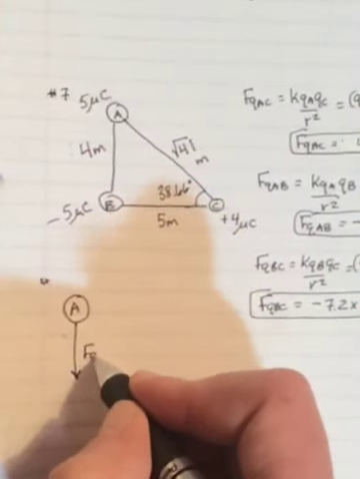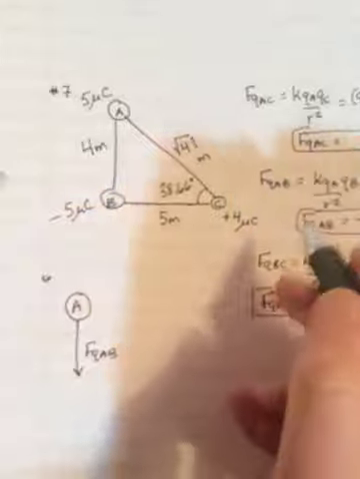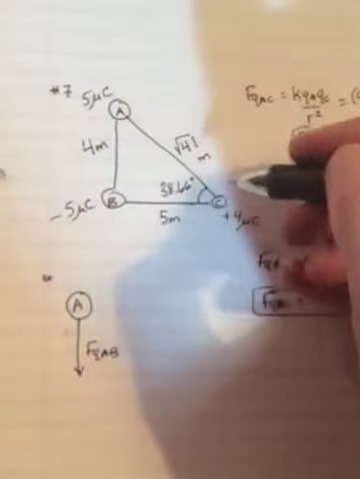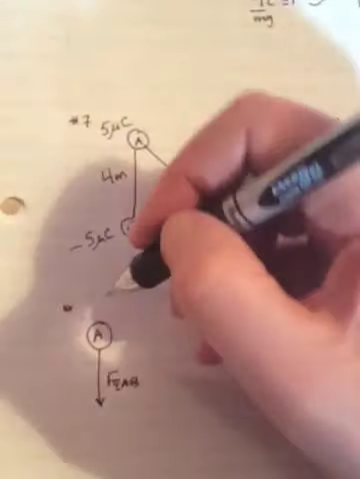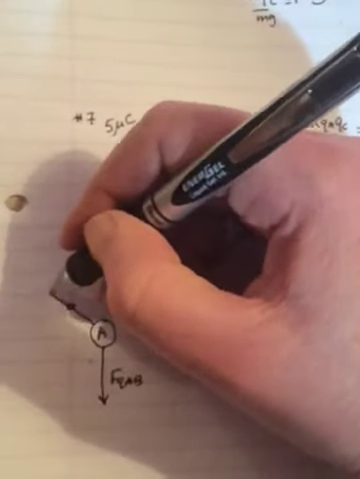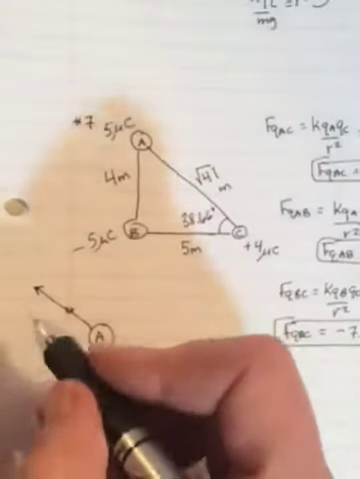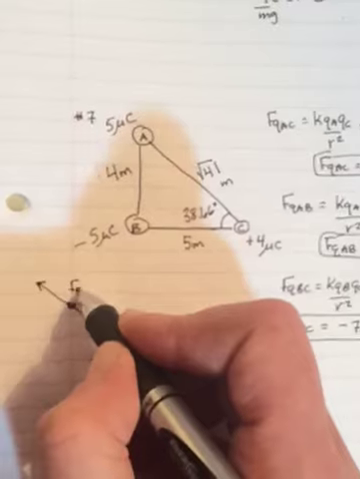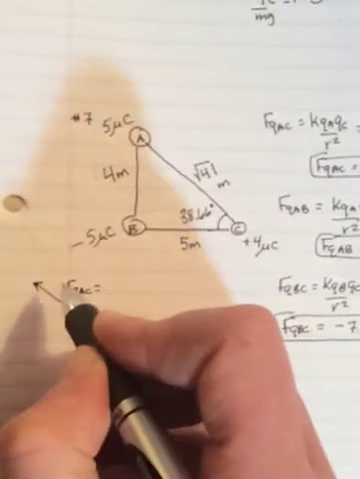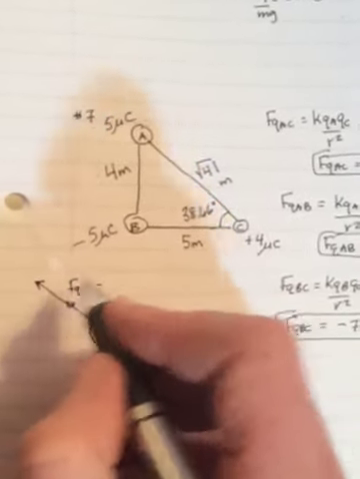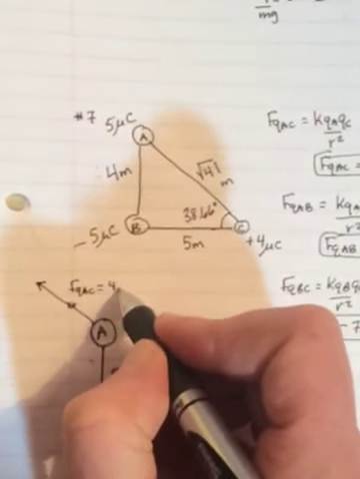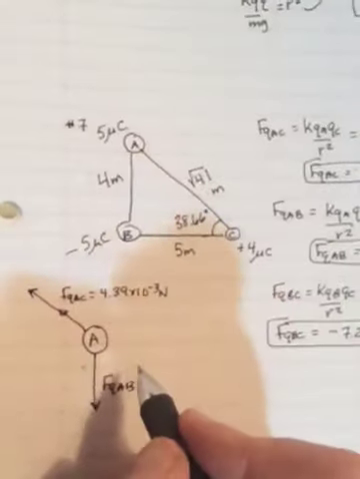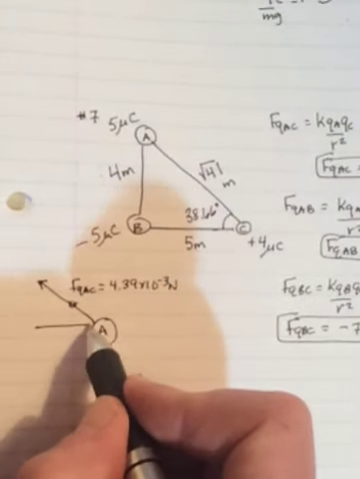So this will be FQAB, and we already have that value over here. What is C doing to A? Well, C is positive and A is positive, so C is going to be repelling. So C is going to be pushing it away up like this. Okay? So this is going to be FQAC, and it is the 4.39 times 10 to the negative 3 newtons. And I'm writing that there because we're going to have to break it into its components.